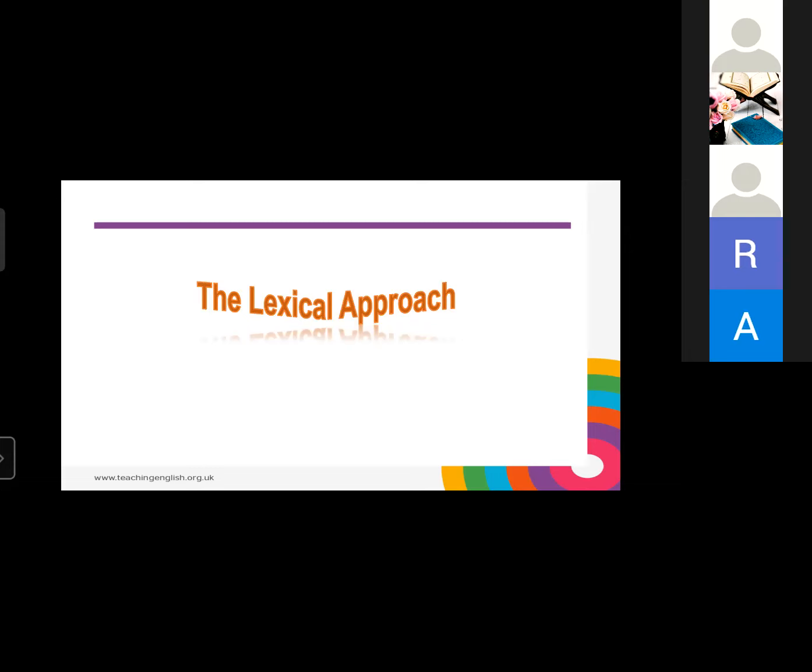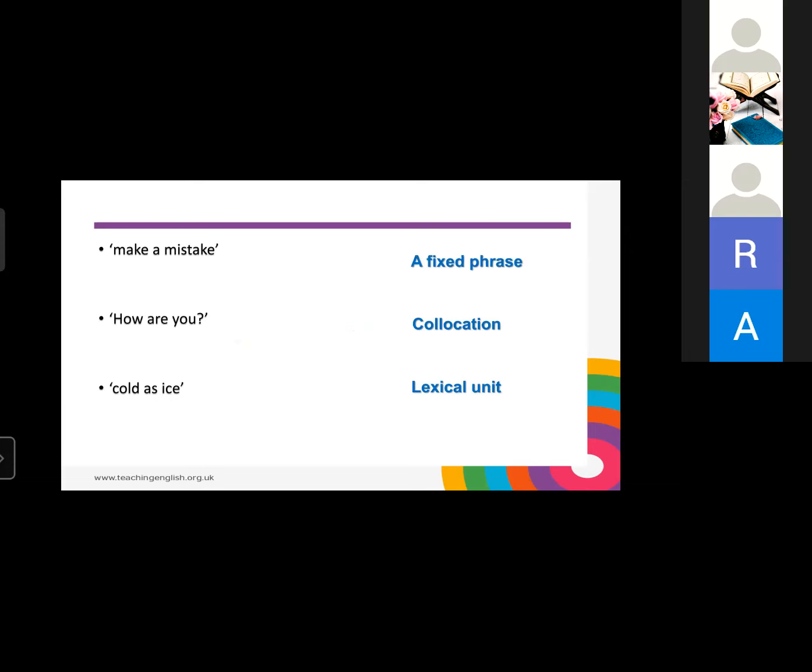Some familiar questions like how are you, what's your name, and so on. So let's see them. Here are fixed phrases, something like cold as ice, early in the morning, late at night, go to bed, and so on. Collocations, like make a mistake, do the homework, do a task, make a problem, and so on. Lexical unit: a whole complete unit which we cannot separate. It will have no sense if we separate each word alone.